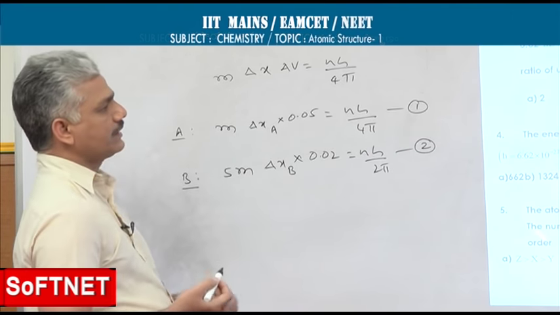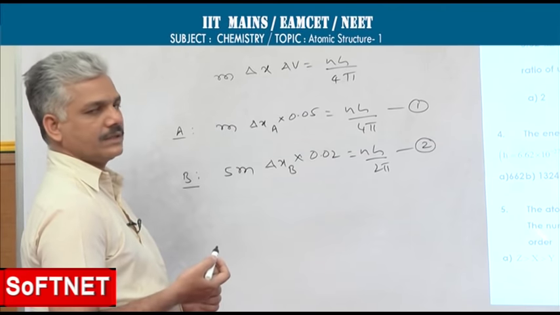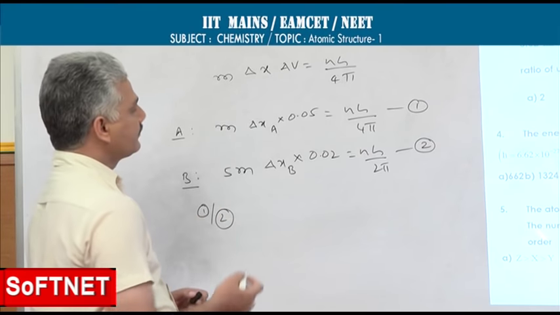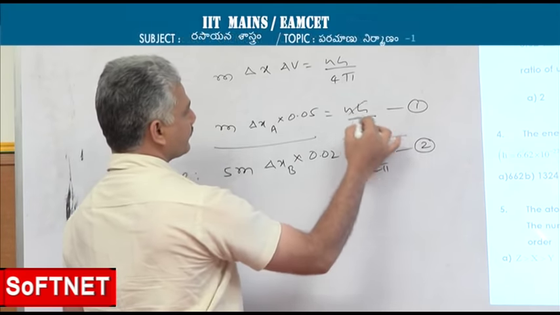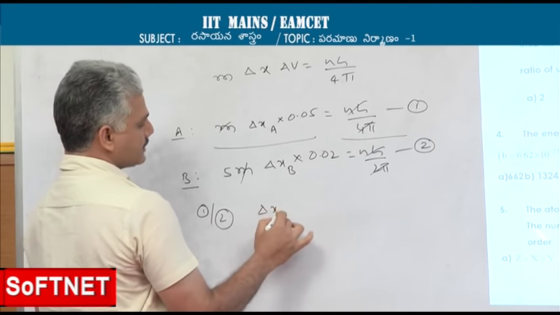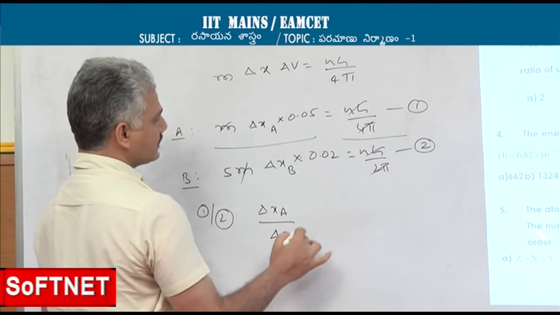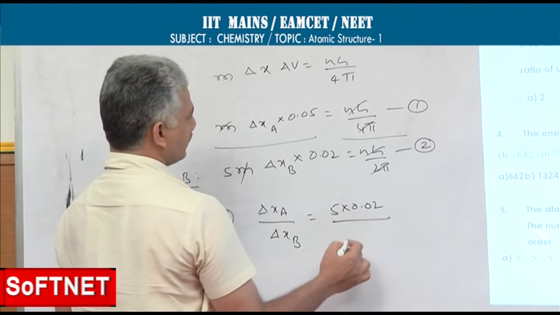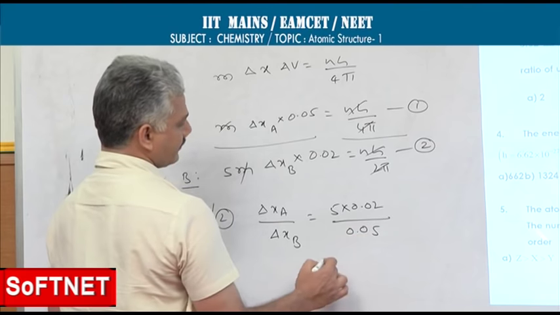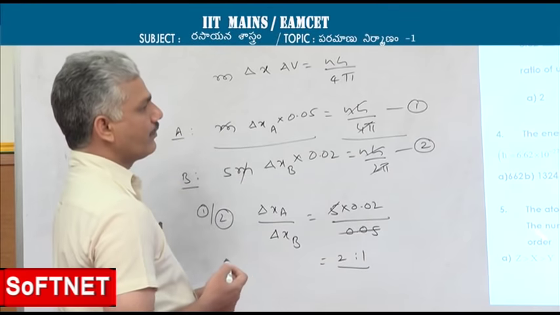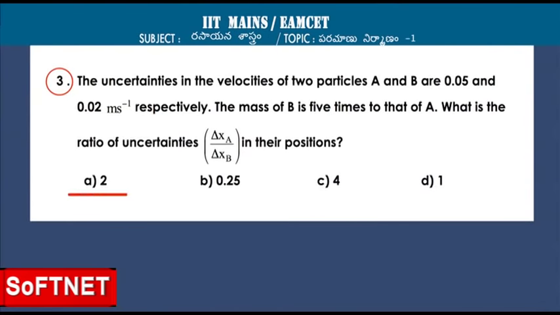Now we have to find the ratio between uncertainties in the positions. So by dividing the first equation with the second equation, delta xa by delta xb is equal to 5 into 0.02 by 0.05. This can be represented as 2:1. So the correct option can be taken as the first option A.